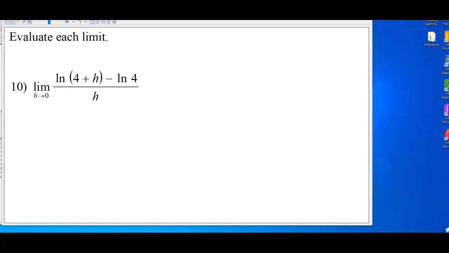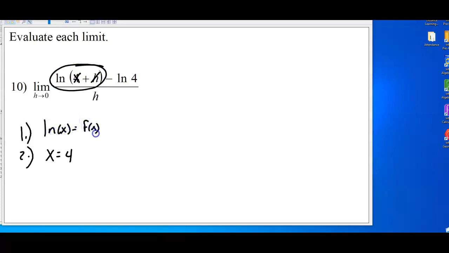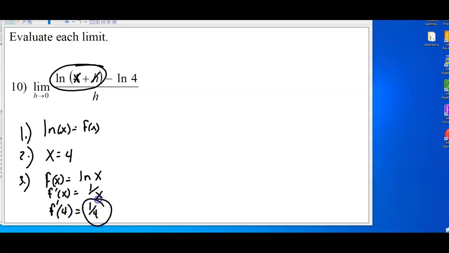This will be my last example I give before I let you guys practice. So, what's the value? 4. What's the function? Drop the h, replace the 4 with an x. It would be ln of x. Shortcut. My function is ln of x. The derivative of ln of x is 1 over x. And if I were to plug in 4, I would have 1/4 as my final answer.